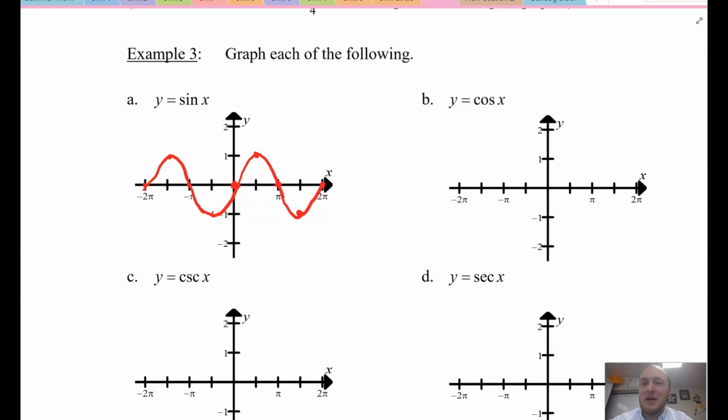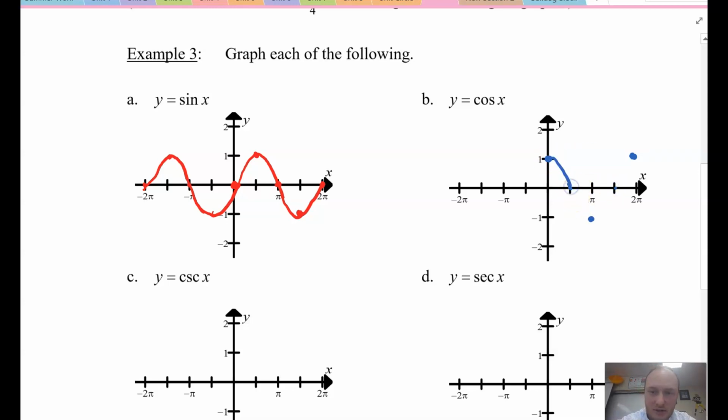Cosine of x, same kind of principle. Cosine of x has a period of 2 pi, but it starts at a maximum of 1. And again, where does cosine start? Well, what's cosine of 0? It's the x value, 1. So it has a period of 2 pi, which means it will repeat. Halfway in between is going to be its minimum, and in between will be x-intercepts.